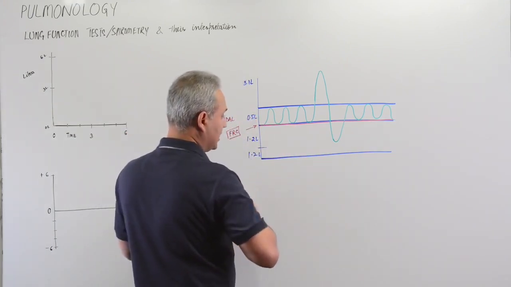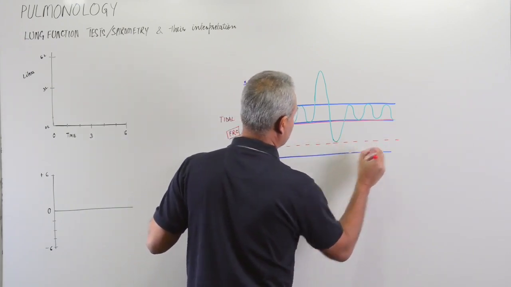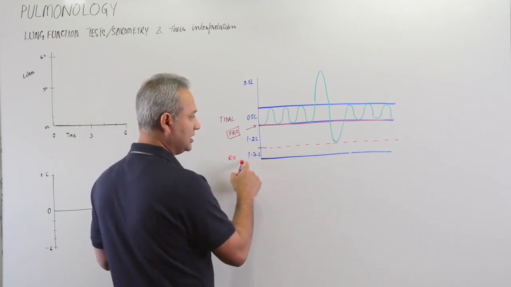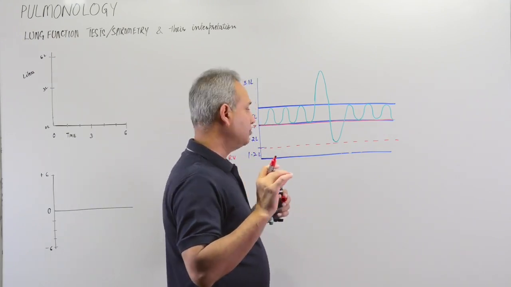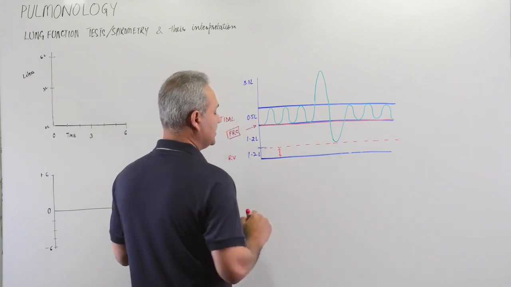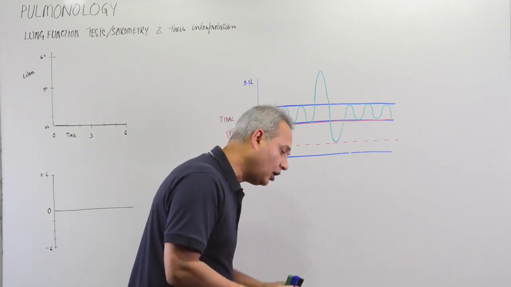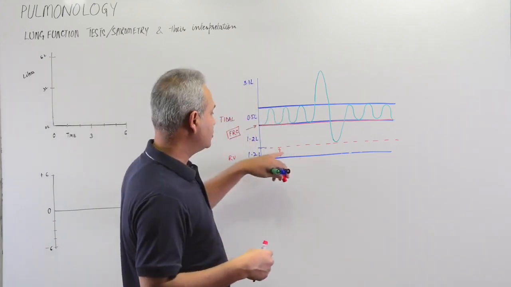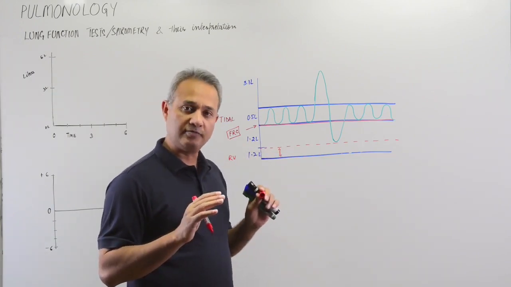Now another important volume is the residual volume, the volume that can really not be measured. This is the volume that, whatever you do, is going to stay inside the lungs. So if I exhale and keep exhaling, there is still going to be about 1.2 liters of volume that stays in the lung.